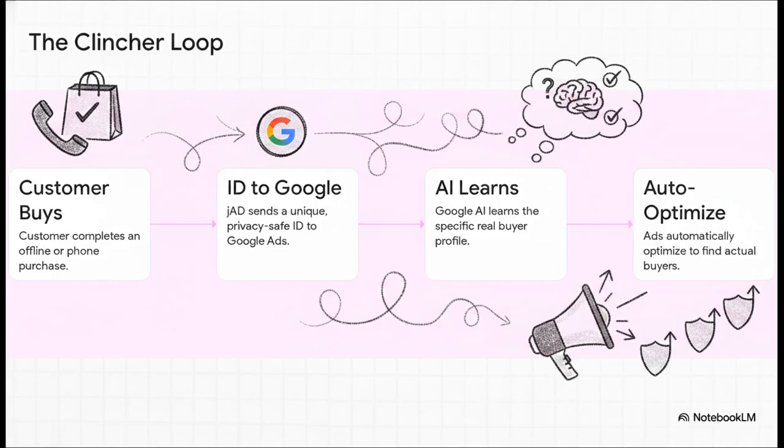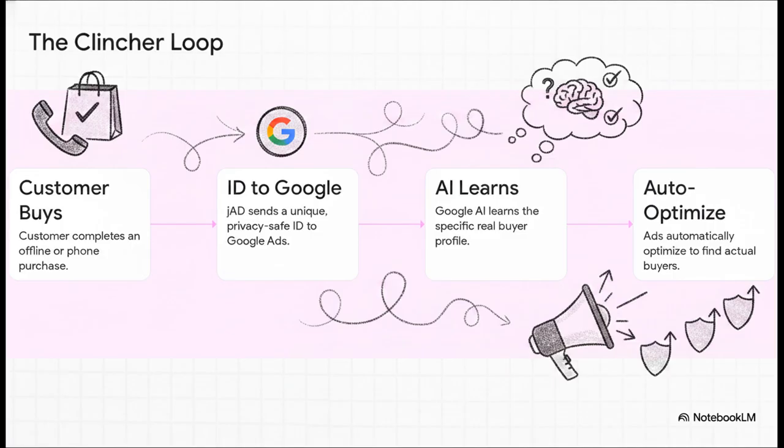Now, what's really interesting about this slide is how elegantly simple the actual mechanism is. Let's walk through it. Step 1, the customer actually buys from you, whether that's online or over the phone. Step 2, through a really simple post-sale interaction, jAD sends a unique, privacy-safe ID straight back to Google Ads. Step 3, Google's AI learns what that specific real buyer looks like.